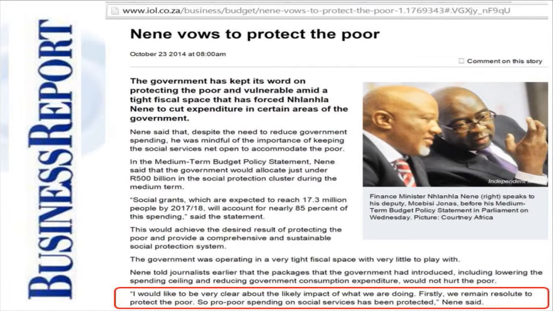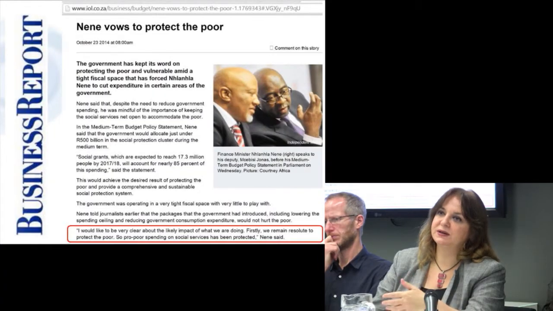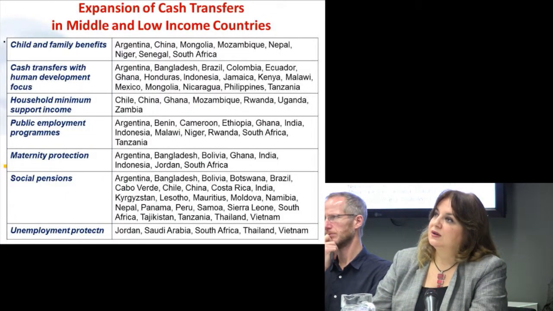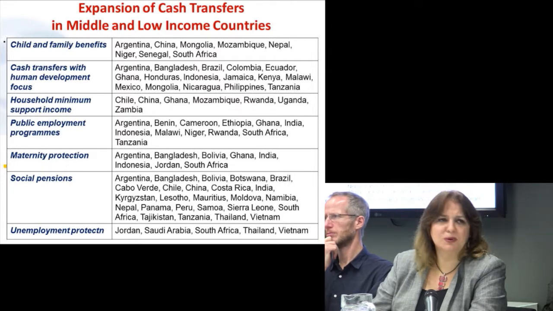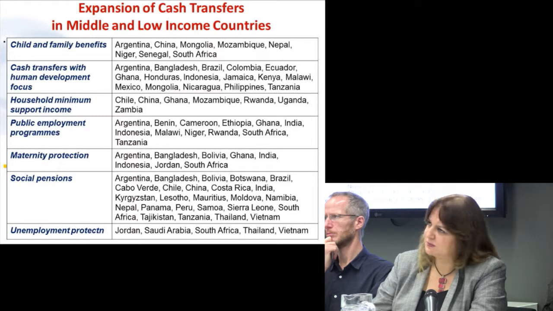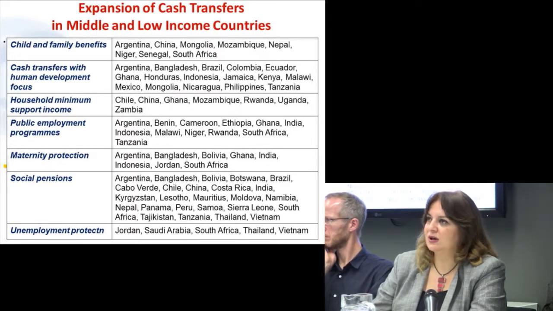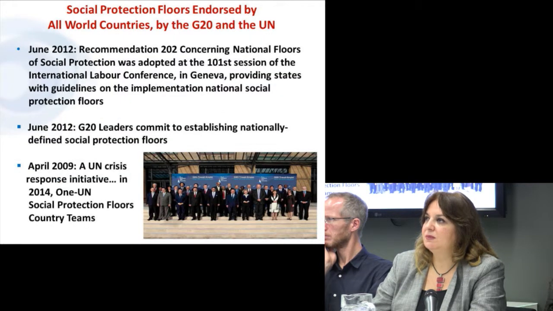And in the report, we present a number of countries like Iceland and others, which might be undergoing fiscal consolidation, but they're actually expanding social protection. Okay, on the expansion, which is the beautiful story, what we have is this explosion of cash transfers, and really an explosion. You have it of all types, from child and family benefit, household minimum income support, cash for work, maternity protection, social pensions. So, many of them.